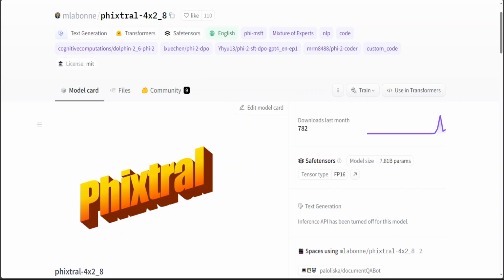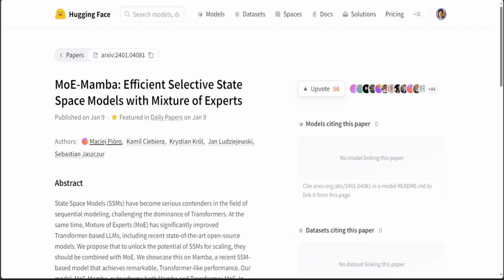The next model which I really want to give a huge shout out to is Mamba. I have already done a couple of detailed videos on this model. It is a state space model, which is different from a transformer, and it is a recent SSM, or state space based model, that achieves remarkable transformer-like performance. And this model, mixture of expert Mamba, has already outperformed both Mamba and Transformer-MoE.